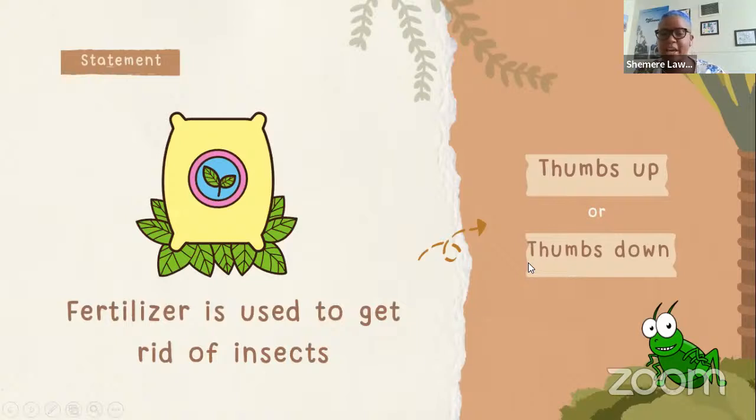Fertilizer is used to get rid of insects. Thumbs up or thumbs down? Thumbs up being true, thumbs down being false. Fertilizer is used to get rid of insects. All right, I see thumbs down, that is correct. Fertilizer is used to add nutrients to the soil.